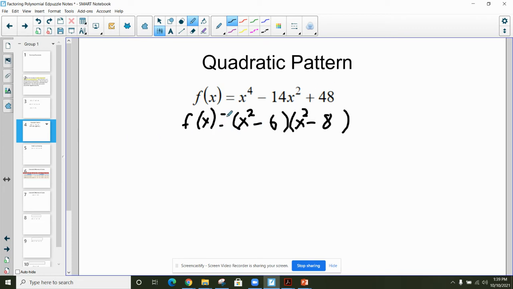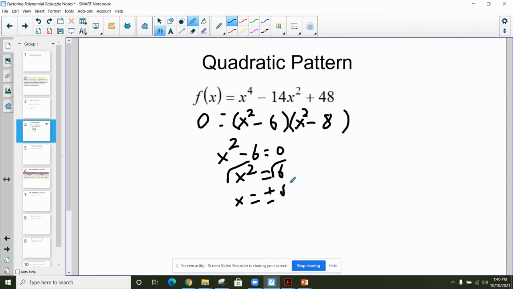So from here, if we had to ask what the x-intercepts were, we would just set each of these equal to 0. I ask you to solve what makes this factor equal to 0. So you set each factor equal to 0 and solve using the zero product property. X squared equals 6, square root both sides, and x equals plus or minus rad 6. So if I was graphing this function, I would have x-intercepts at positive rad 6 and negative rad 6.